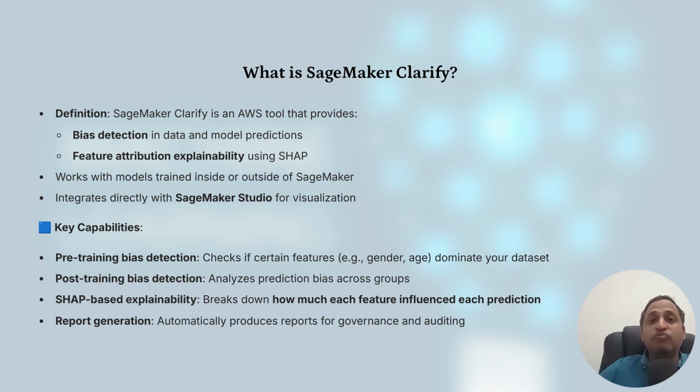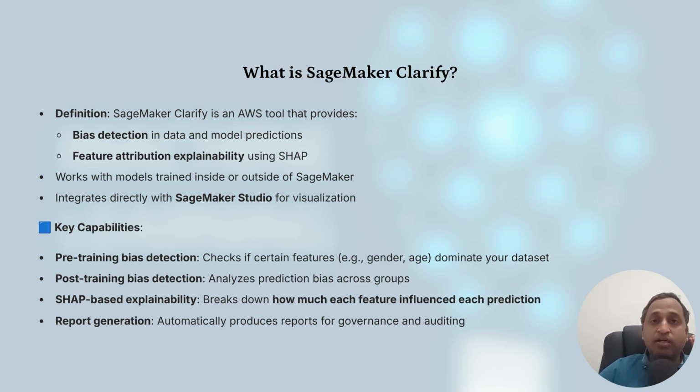For example, before you train your model, Clarify can tell whether features like gender or location are dominating your data set. After training, Clarify can evaluate if the model treats different groups differently. For instance, are female applicants denied loans more often, and whether that particular feature has more impact. And then it uses SHAP values to show why a specific prediction was made, feature by feature.